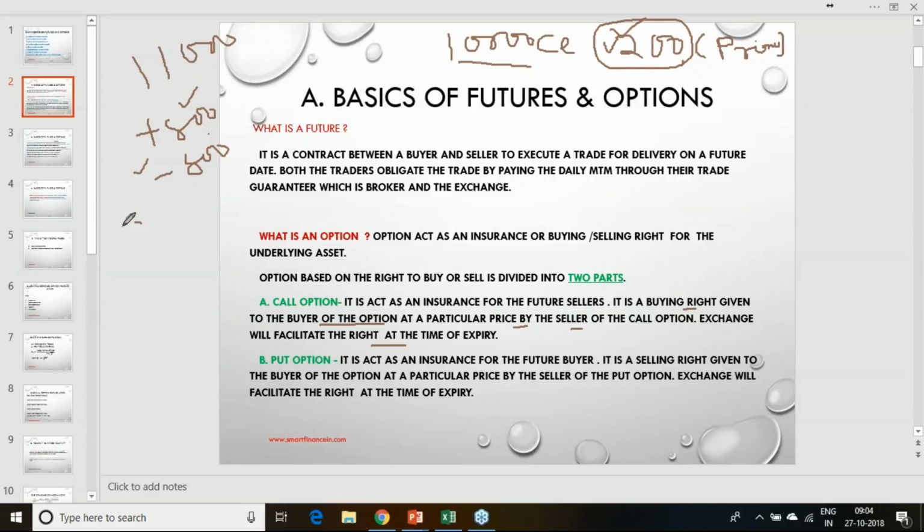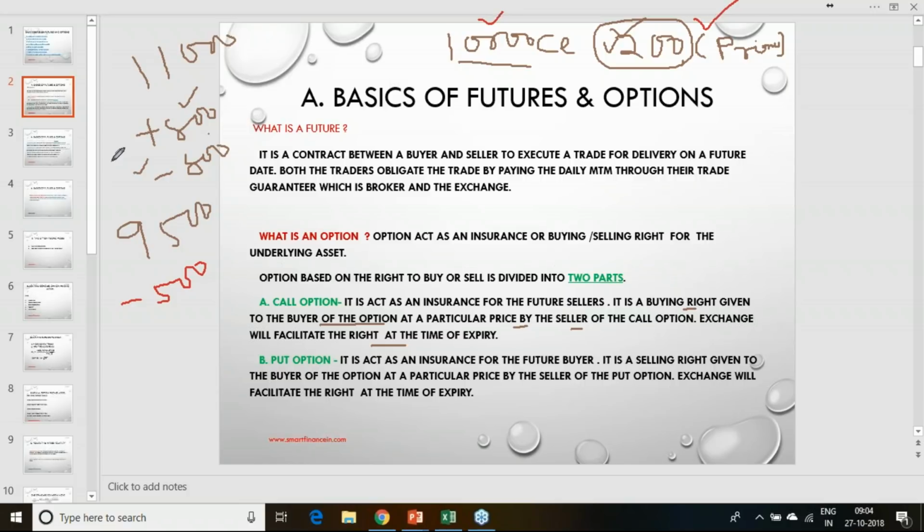At the same time, if the Nifty falls down to 9,500, what will happen? You do not have an obligation. The seller cannot say, okay, I sold you the rights at 10,000, now you give me 500 rupees. The seller has no right. The seller of the option only has the obligation. The buyer of the option has the rights, no obligation. So the buyer of the option has the right to exercise, with no obligation. The seller of the option has no rights and only obligation.